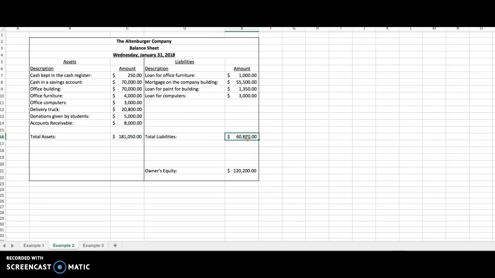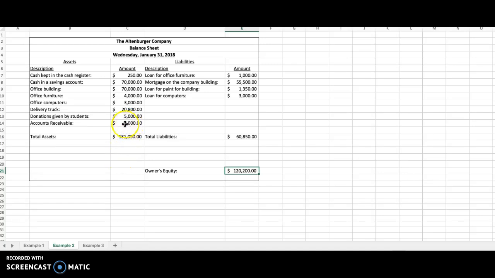Liabilities stayed the same. We don't owe any more money. This is the same as in the previous balance sheet. But when you subtract total liabilities from the total assets, the amount is $8,000 higher. So now our business is worth more because people owe us money.